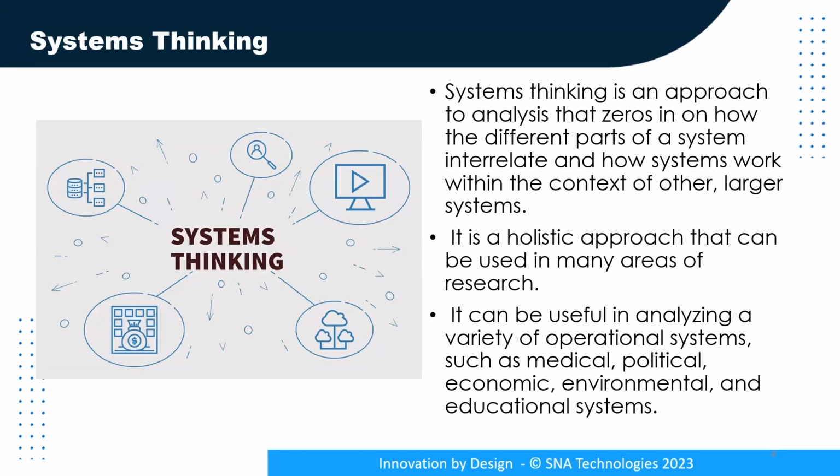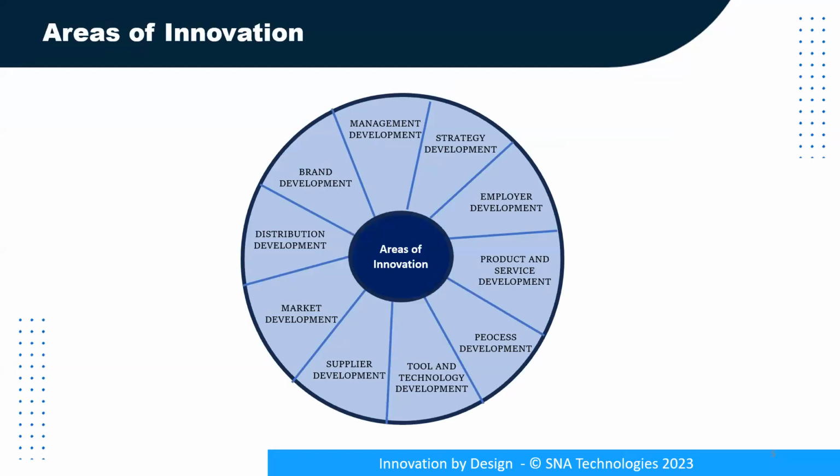So that's the first thing I wanted to talk about. Now, let's understand the areas of innovation. Innovation can be from a management development perspective, a strategy development perspective, employees, product or service, process, tools or technologies, supplier development, market development, distribution, brand, and the business model itself. There are many areas of innovation you can think of. These are some of the things I have put out, and there may be many other innovations you can think of.